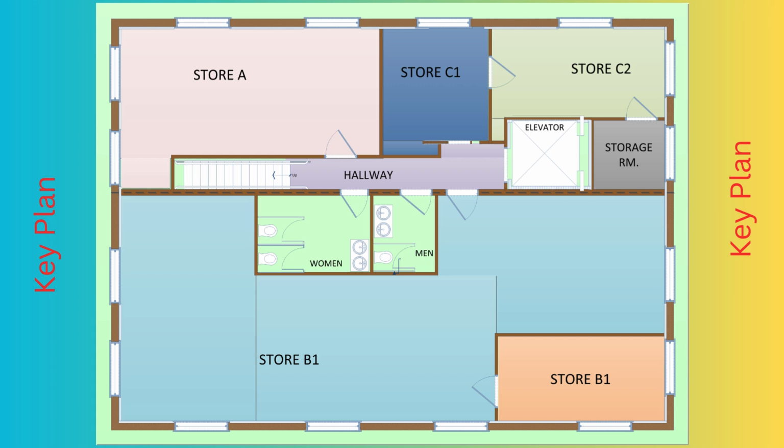These drawings are critical for planning, permitting, construction, and future maintenance of the building's infrastructure. This drawing shows a key floor plan of a commercial building with stores A, B1, C1, C2, a central hallway, men's and women's restrooms, an elevator, a storage room, and a staircase. This plan provides a clear layout for movement and organization within the building.